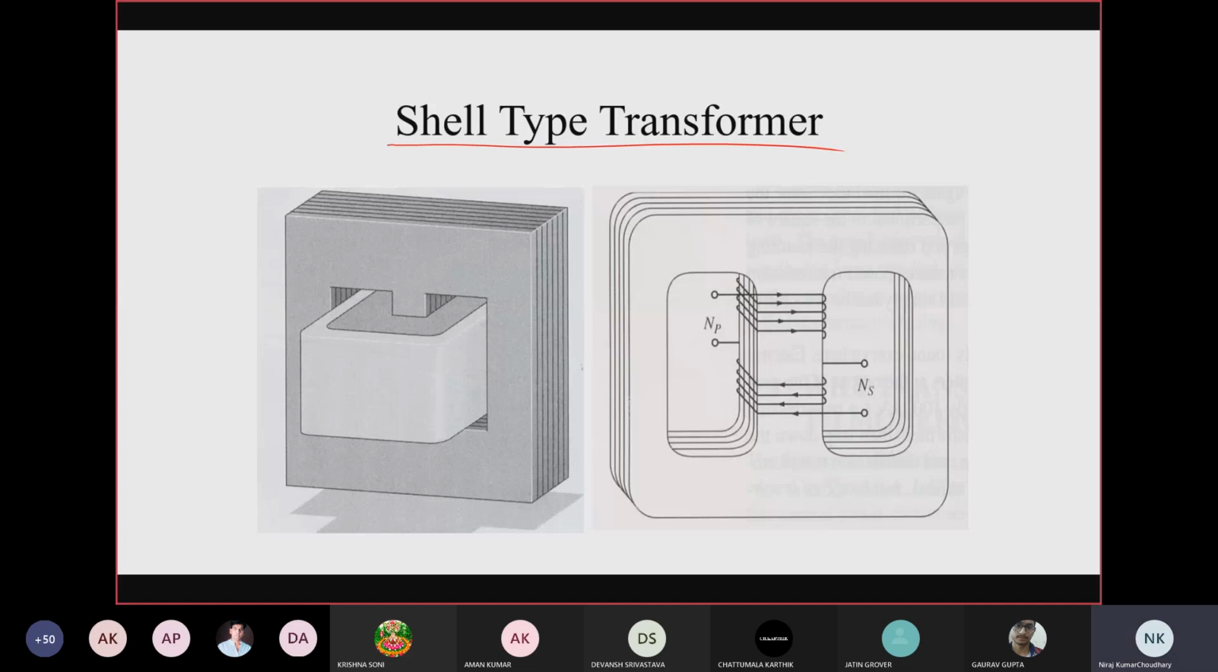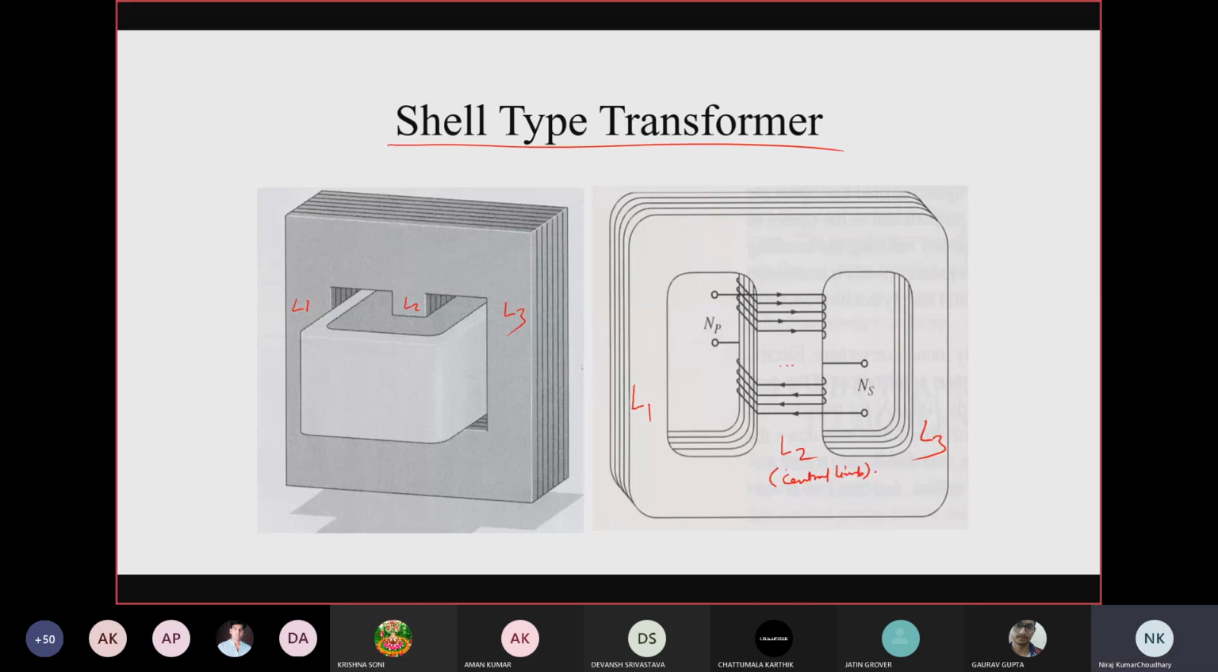ठीक है, तो ये तुम समझ सकते हो, this is basically a 3 limb transformer. मान लो this is L1, this is L2 and this is L3. Similarly here also L1, L2 and L3 are the 3 limbs of the transformer, right? So in the shell type transformer, the low voltage winding and the high voltage winding are wound over the central limb. This is your central limb. L2 is the central limb.